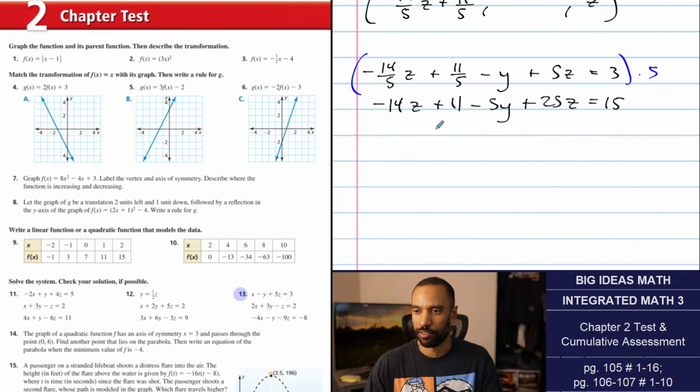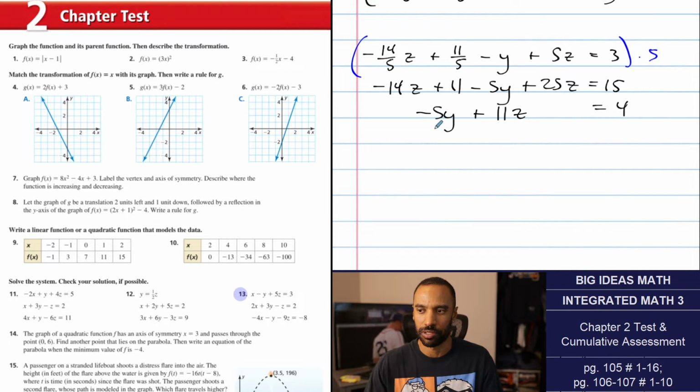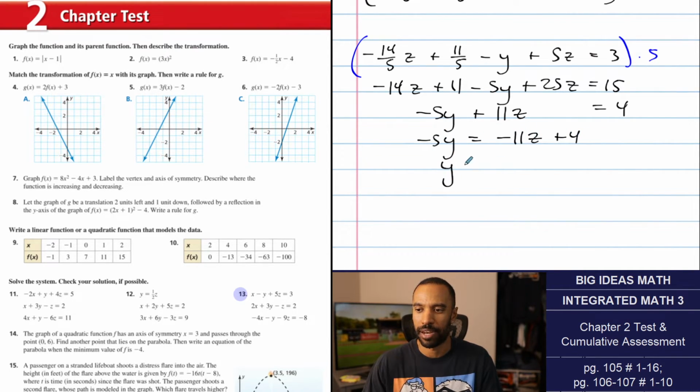Negative 14z plus 25z, oh, hold on. I have negative 5y. Subtract 11 over, I get 4. Negative 14z plus 25z is 11z. And now I can solve for y here. It's going to look just as kind of bad as the other one. Negative 5y equals negative 11z plus 4. Divide by negative 5, you get y equals positive 11 fifths z minus 4 fifths.